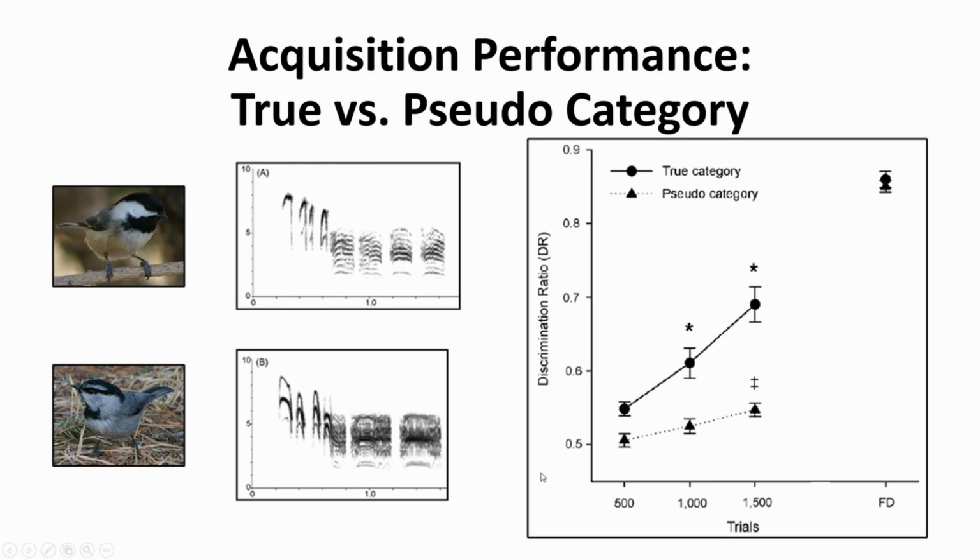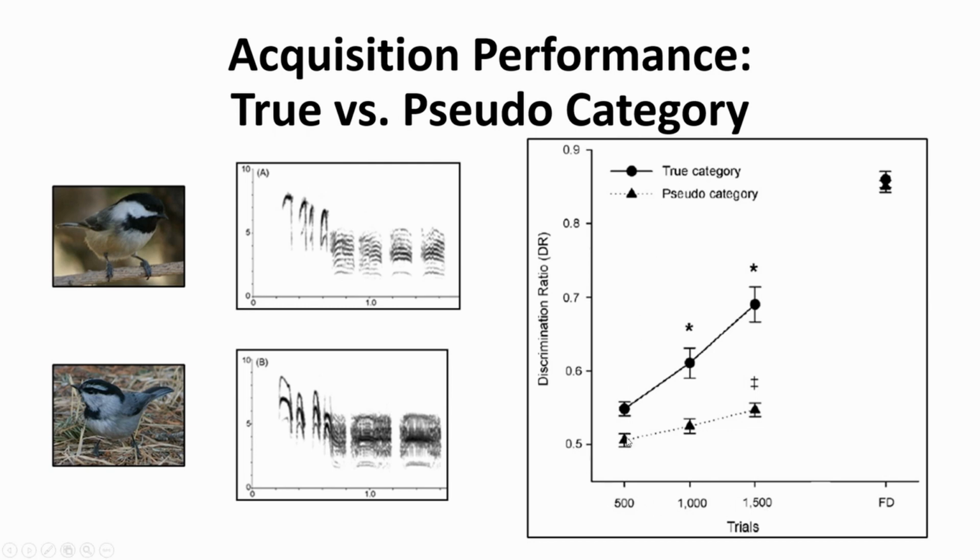And so our graph here is looking at our discrimination ratio. So how good are they at telling mountain chickadee calls from black-capped chickadee calls? The higher the discrimination ratio, the better they're doing. 50%, or 0.5 here, is chance level, so they would just be responding kind of equally to both. And this is our timing across the bottom, just for number of trials.